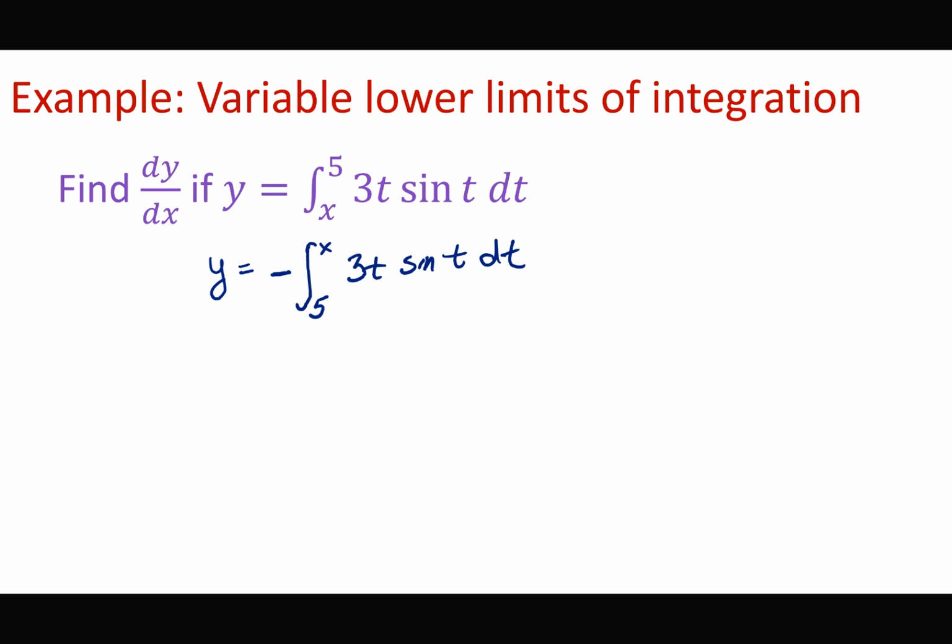It wants us to find dy dx. So what it's asking us to do is find the derivative with respect to x of each side. All right, so when I'm doing the derivative with respect to x, this is how I get dy dx, and that's what they want me to find. They want me to find dy dx. And I'm going to take the derivative with respect to x of the integral. So what is the derivative with respect to x of our integral from 5 to x of 3t sine t?